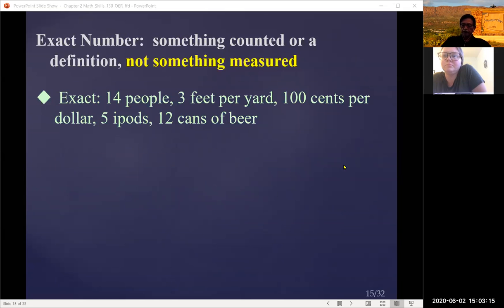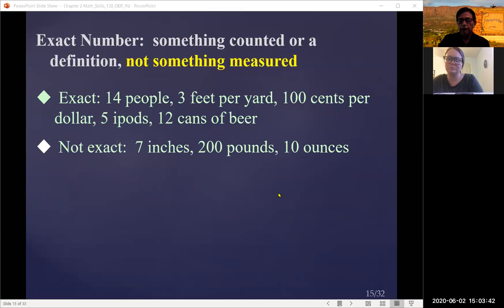Anything you count, like the 100 iPods or 12 cans of beer, those are whole numbers. So when you see whole numbers, you're not going to use them in the final calculation of your answer. They don't play a factor in sig figs. They will play a factor in the math, don't get me wrong there, but they will not be a factor in determining the final significant figures at the end.